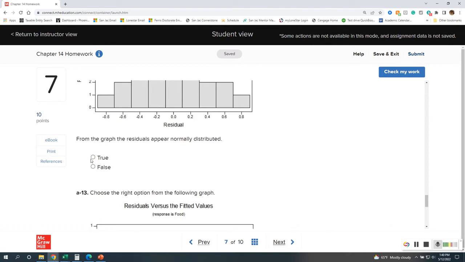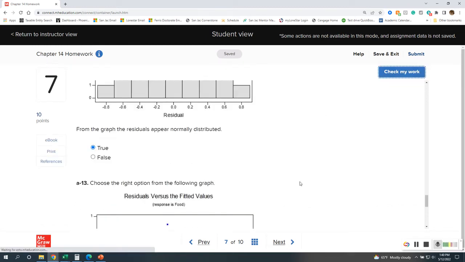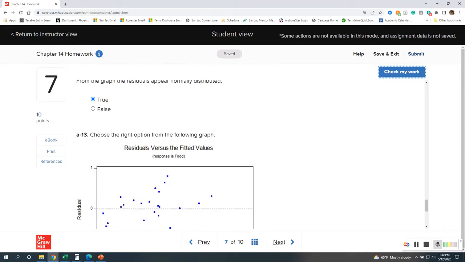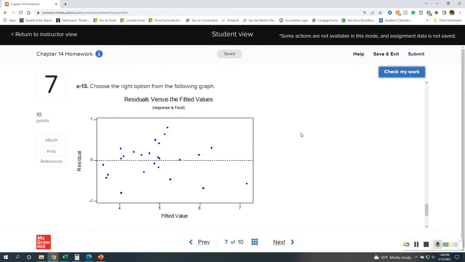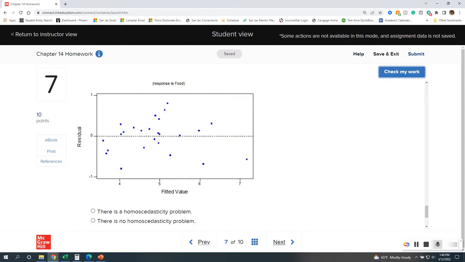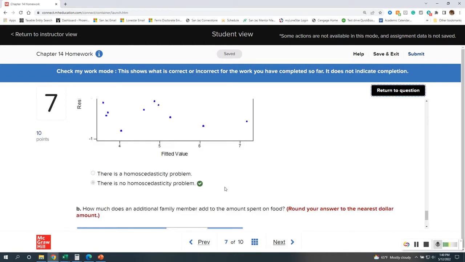So, state true or false. This is true. So, no more barrel curve. There we go. I finally remember the word. So, choose the right option of the following graph. It looks like there is no homoscedasticity.